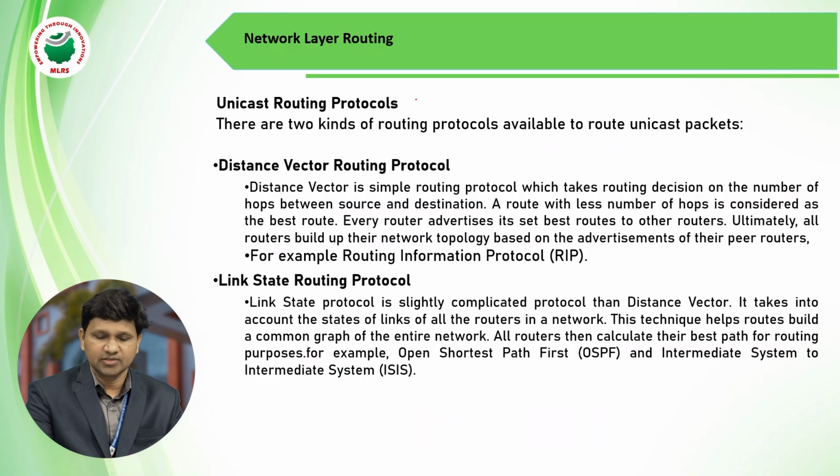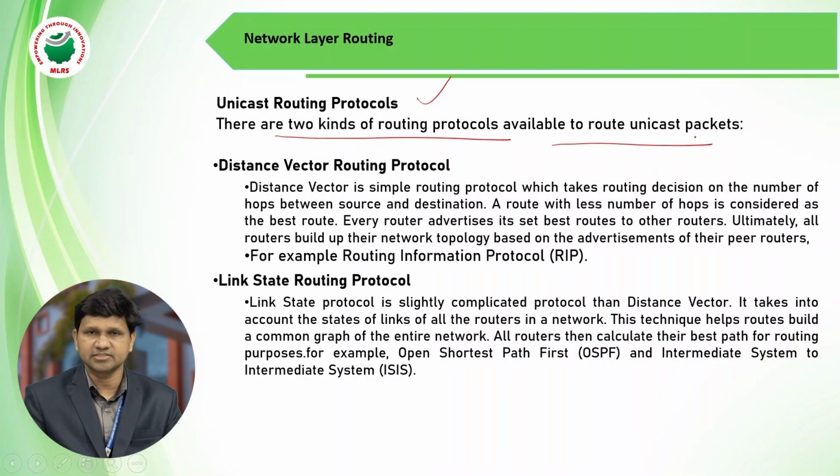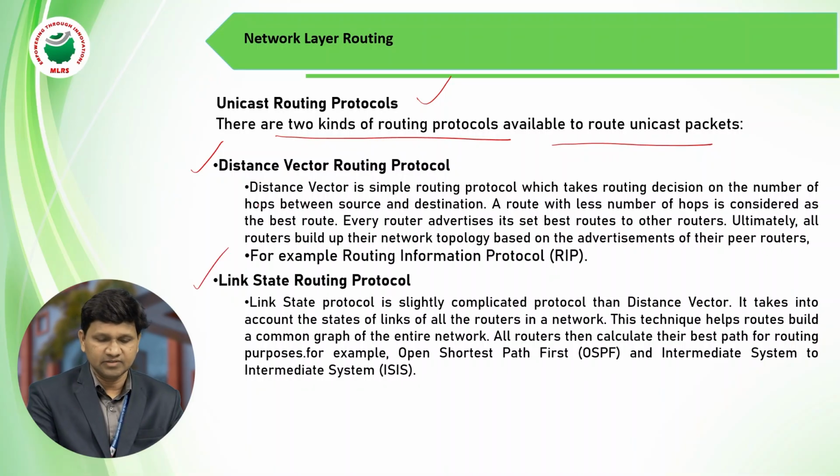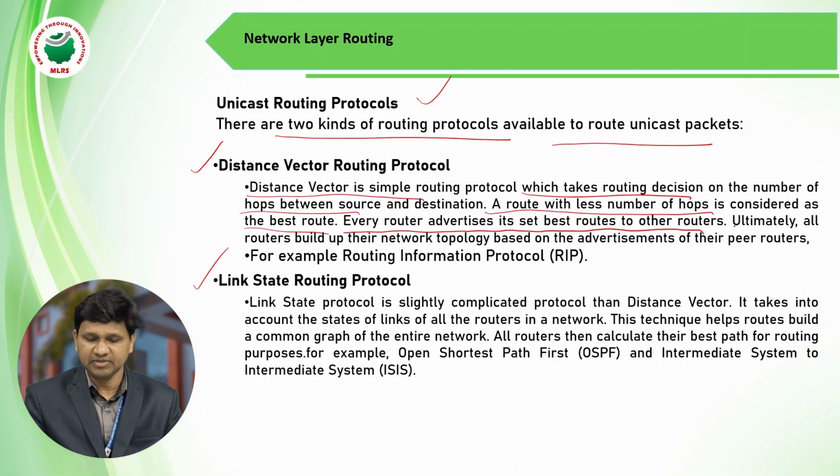Now, unicast routing protocols. There are two kinds of routing protocols available for unicast packets: the distance vector routing protocol and the link state routing protocol. Distance vector is a simple routing protocol which takes routing decisions based on the number of hops between source and destination. A route with fewer hops is considered the best route. Every router advertises its best routes to other routers. Ultimately, all routers build up their network topology based on the advertisements of their peer routers.